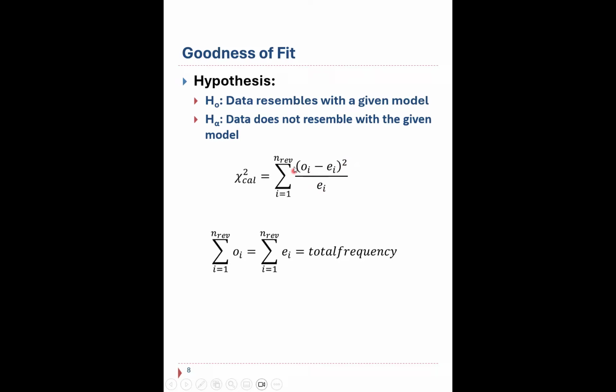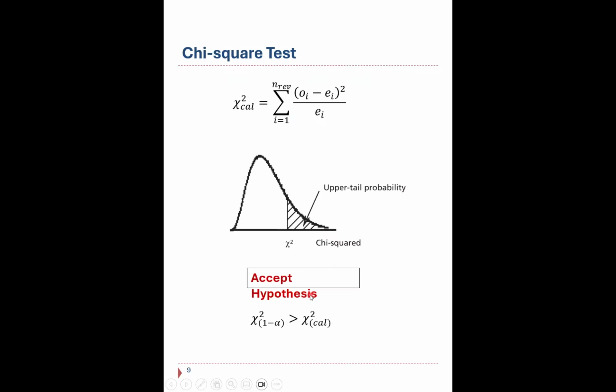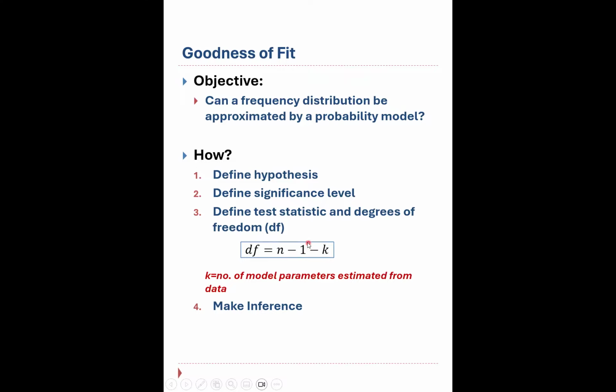So where i varies from 1 to n, I call it the number of revised classes. It is going to be slightly different from the number of classes in which we initially distributed the data during the process of frequency distribution generation. The one condition is that the total frequency in the observed set and the expected set must be equal. That's why the -1 appears in the calculation of degrees of freedom.